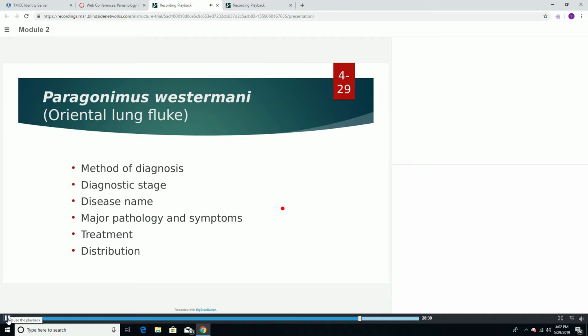Most of the infections are going to come from eating snails or freshwater crabs or crayfish. And I highly recommend that you read the book and get a lot more detail on these parasites. Major pathology and symptoms, we're going to see chronic chest pain, cough, tinged sputum, so rusty looking sputum. Adults are present in fibrous cysts, and eggs pass through cysts and rupture into the bronchioles, causing a cough.